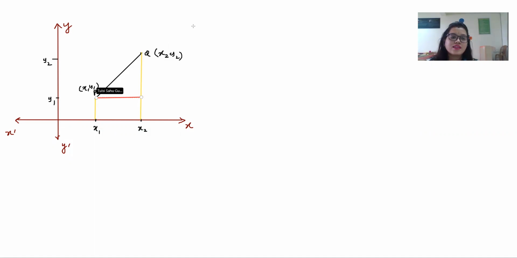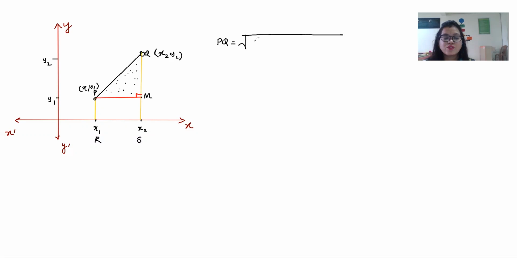Now you can see that this is nothing but a right angle triangle. I'm writing a few more points. Suppose this is my M, this is my R, and this is S. These are the names of the points. Now this is your right angle triangle, and I want to find out the value of PQ. As we very well know from the last class, if I find the distance between the 2 points P and Q over here, I'll definitely get under root of x2 minus x1 whole square plus y2 minus y1 whole square.